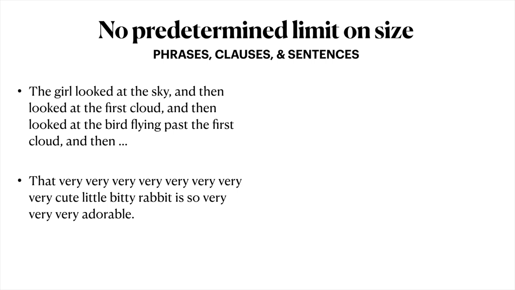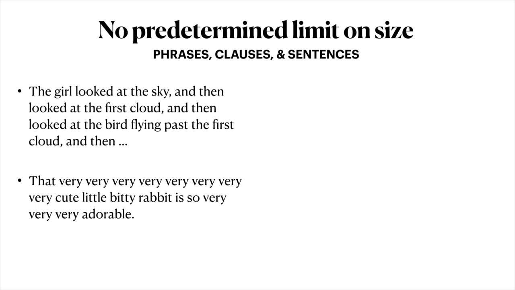The girl looked at the sky and then looked at the first cloud and then looked at the bird flying past the first cloud and then... And you can see that this sentence could keep running on by appending the next event and the next event and the next event, and we would get bored, we might lose interest, but this is still a valid sentence, even though it gets very long. And there's nothing in English that says you can do this 3 times or 4 times or 5 times, but you can't do this 10 times.